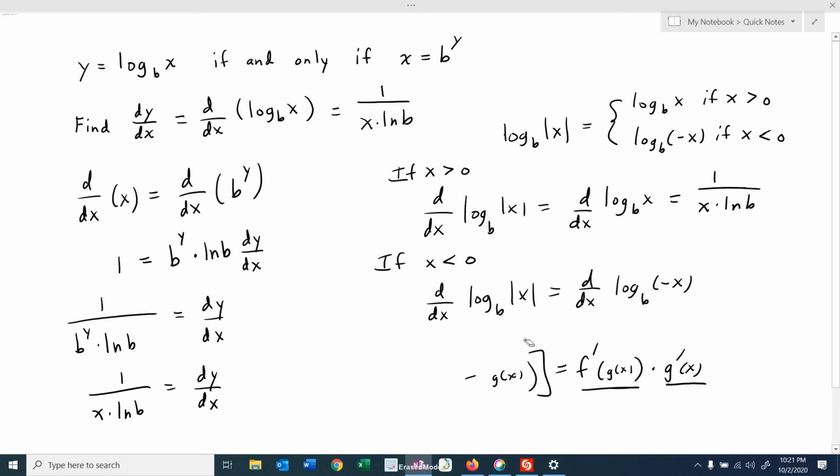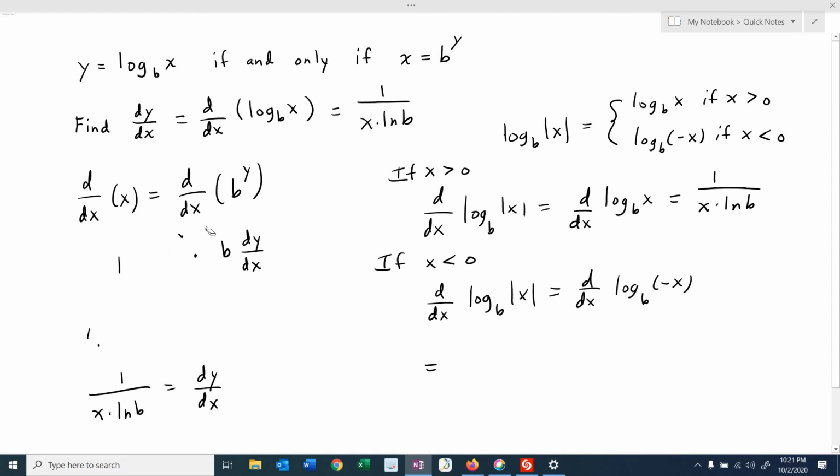Okay, and now to find this derivative, we're going to have to use the chain rule again, because this is a composition of two functions, right? The log base b function is your outer function, and then your inner function is negative x. And so by the chain rule, we have to take the outer derivative and multiply it by the inner derivative. Now, the outer function in this case is log base b of x. And then the inner function is negative x.